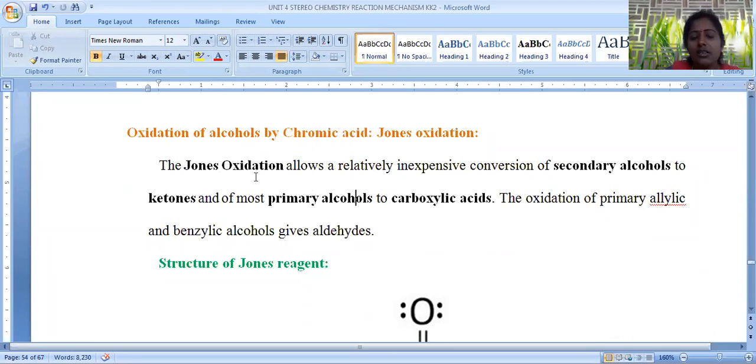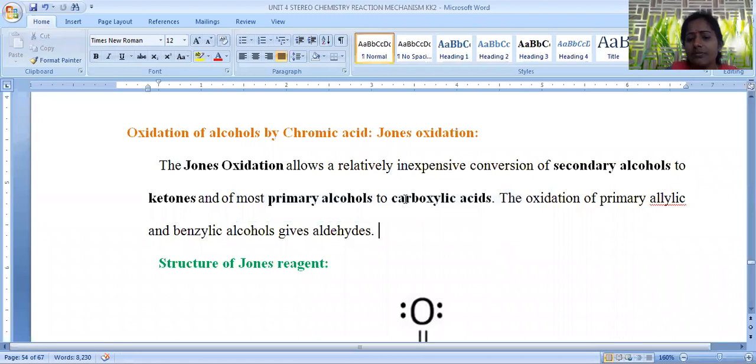This camenophore is the strong oxidizing agent, whereas chromic acid is the mild oxidizing agent. This is the main difference between chromic acid and camenophore. Jones oxidation allows relatively inexpensive conversion of secondary hydroxy compounds into ketones. It is very specific for converting secondary hydroxy compounds into ketones and primary hydroxy compounds into carboxylic acids.